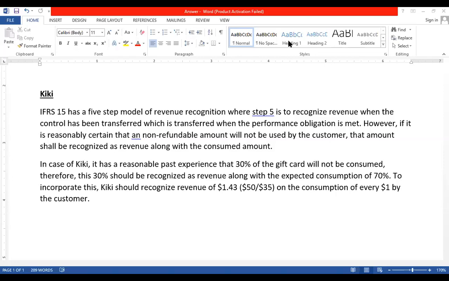This is saying, if the question never mentioned 30% is non-refundable amount, do we recognize 30% as revenue? Jesse, if 30% would have been refundable, then we should be recognizing it as a liability. Then the treatment would have been recognizing 70% on consumption and recording the unconsumed amount as a liability, because the customer will take back the cash for that amount.